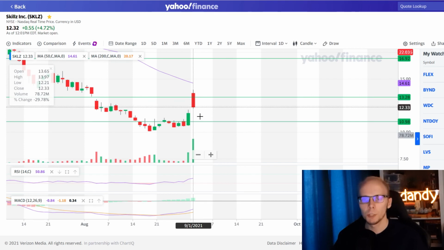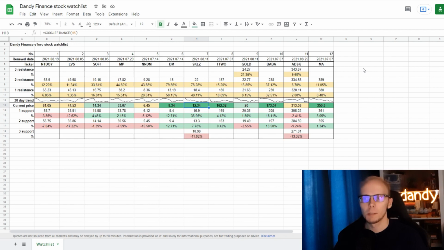Wednesday was another huge day with the highest of $13.97, and going over our second support target. The red candle suggests that we are way below the opening, but it's still almost 5% up for the day. The relative strength index is just over 50 at 50.94, and the 12-day moving average of the MACD is still going up. In the watchlist, SKLZ is in bright green, with the price being between second and third support price targets.